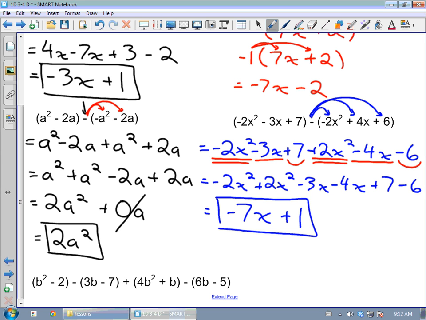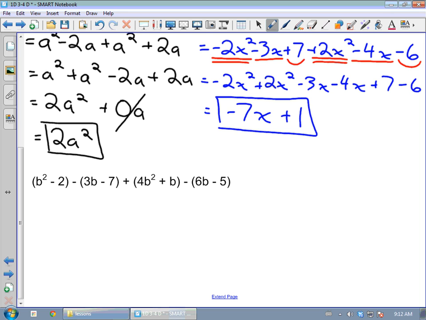All right. Last example here. And then there's going to be some for you guys to try on your own. What if we have a whole bunch of polynomials, one after each other, that we want to subtract and add together? We do this exactly the same way. I should say almost exactly. We take our first one. Just get rid of the brackets. B squared minus 2.